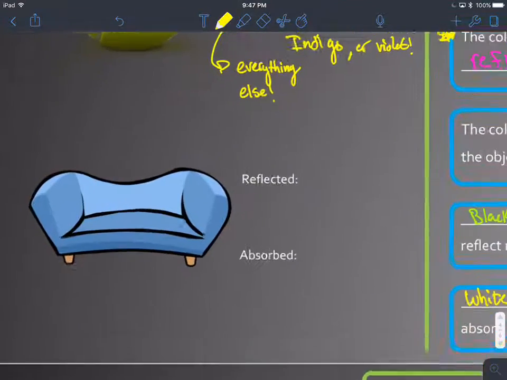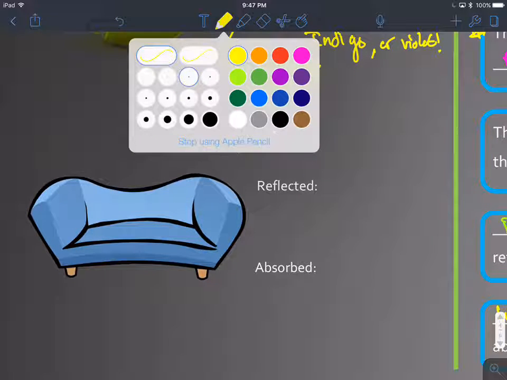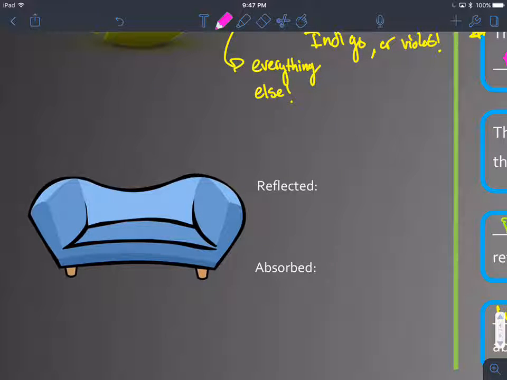All right, now what about this couch? We've got a great couch here, and it looks to me that this couch is mostly blue. I would just say blue. So the colors that we don't see, right off the bat, we can say there's no red, there's definitely no yellow, there's surely no orange, and there's definitely no green.